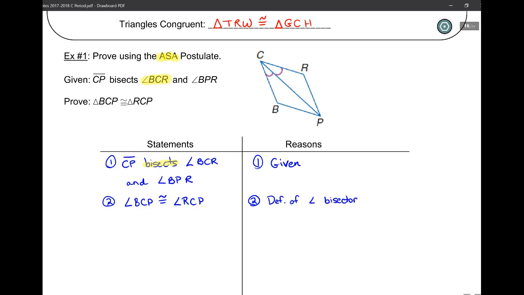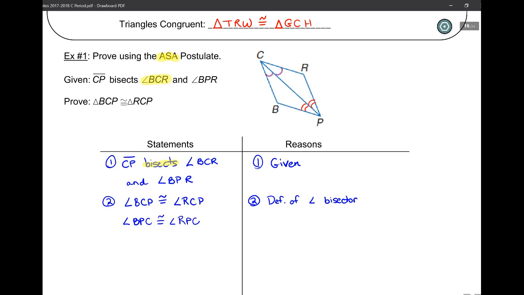We had a segment bisector and an angle bisector. This one is bisecting an angle, so that's the definition. Now it's also bisecting angle BPR. So BPR is here. That's going to make these two angles congruent to each other. Now they're not all necessarily congruent to each other, so not all four, but these two are. So I'm going to put angle BPC is congruent to angle RPC. And it's the same reason.